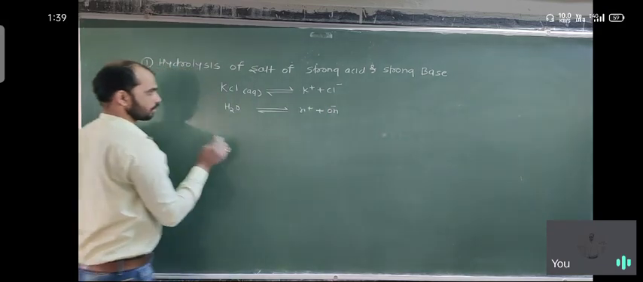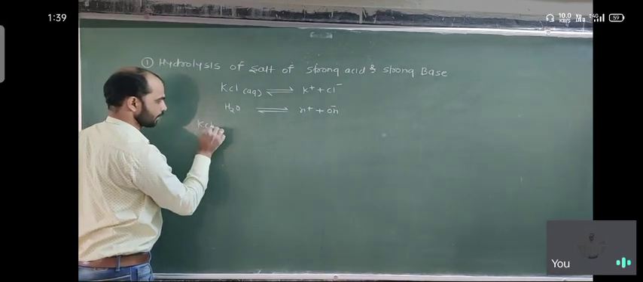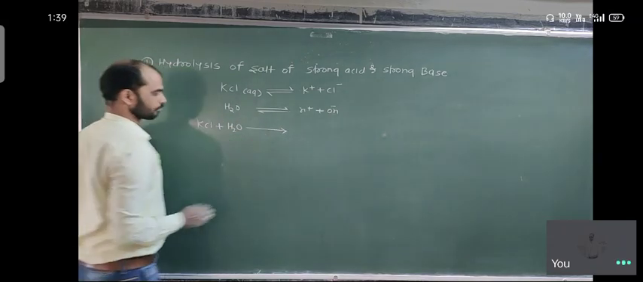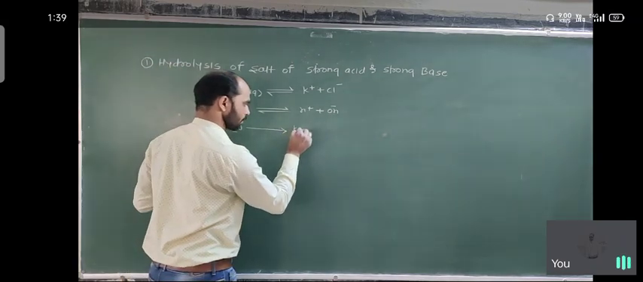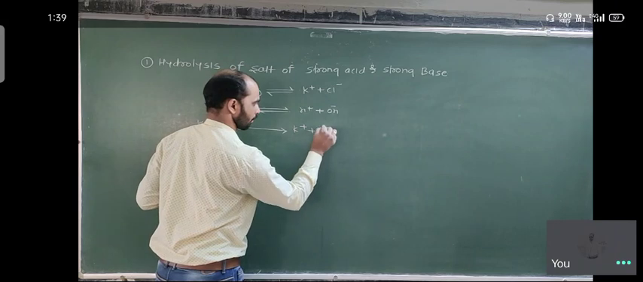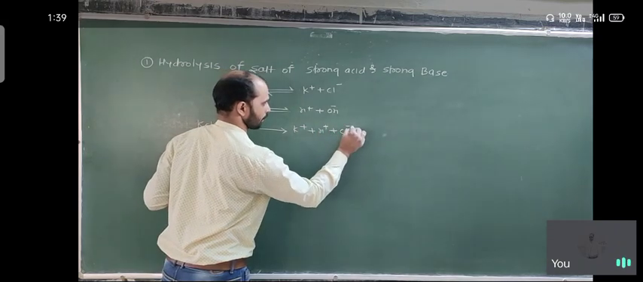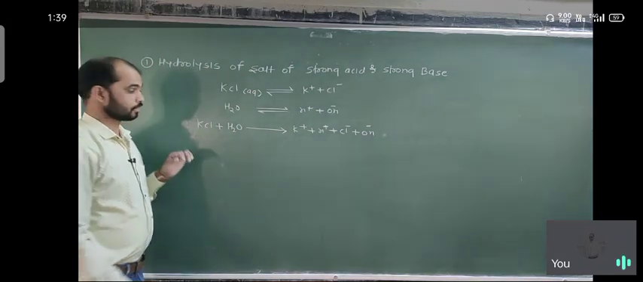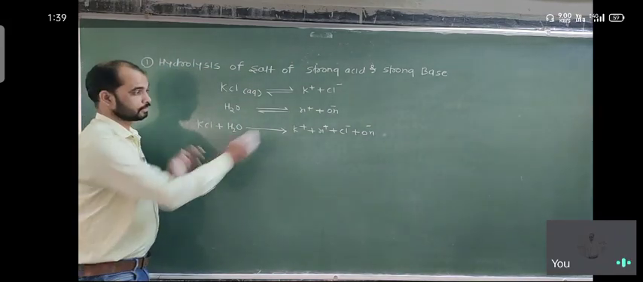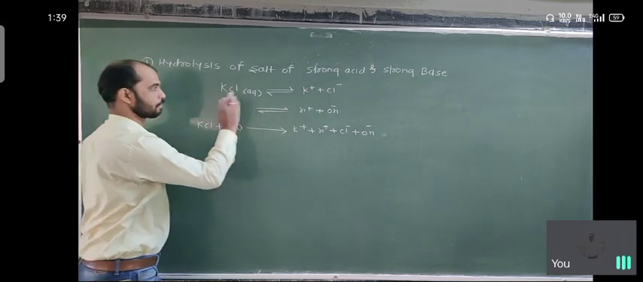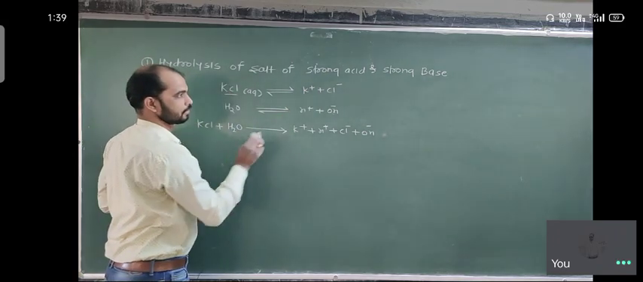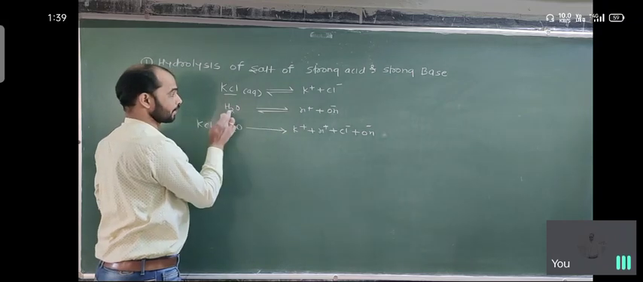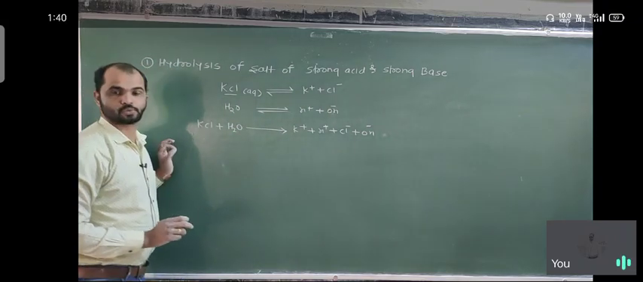Suppose these two are combined, KCl plus H2O, we get K plus, H plus, Cl minus and OH minus. Means what we expect, the H plus and Cl minus combined together we get the KCl, and OH minus plus H plus we get the H2O.